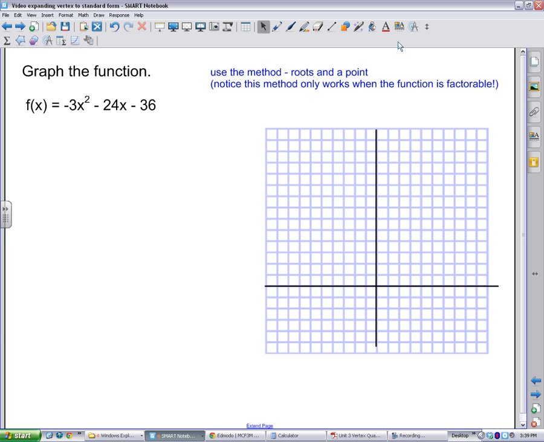Okay, this video is to talk about graphing a function, in this case a parabola, given that it's in standard form, and the method that we want to use is using roots and a point. Now, since this is in standard form, I don't know the roots. So the first thing I will have to do is transfer it to factored form to find the roots.